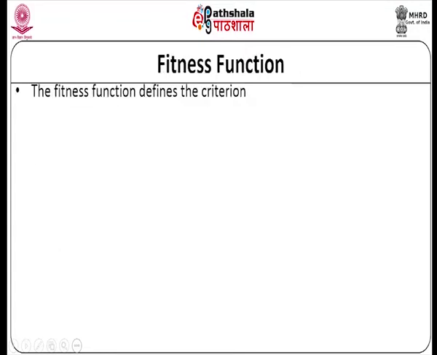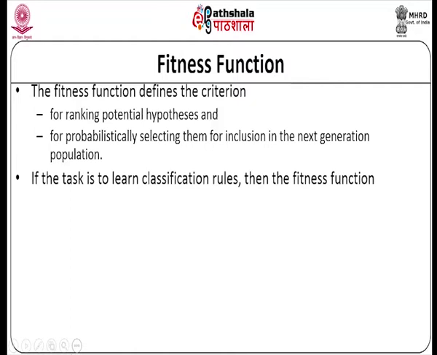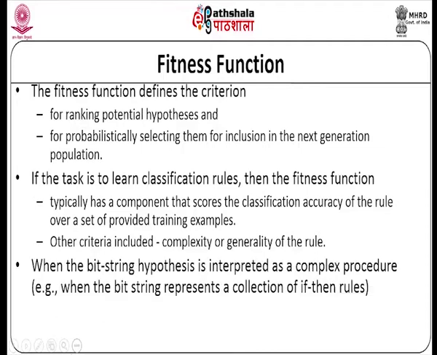Next comes the fitness function. The fitness function defines the actual criterion for which you want to solve the problem, for ranking potential hypotheses and for the probability of selecting them for inclusion in the next generation. If the task is to learn classification, then the fitness function will typically be a component that measures the classification accuracy of the rule over a set of samples provided. So, you have to have a classification accuracy to decide the fitness. It could also be the complexity and generality of the rule.